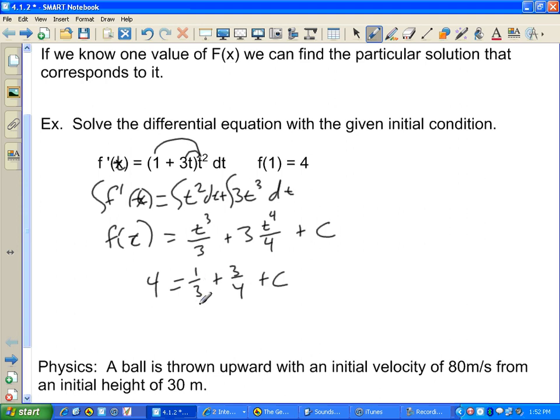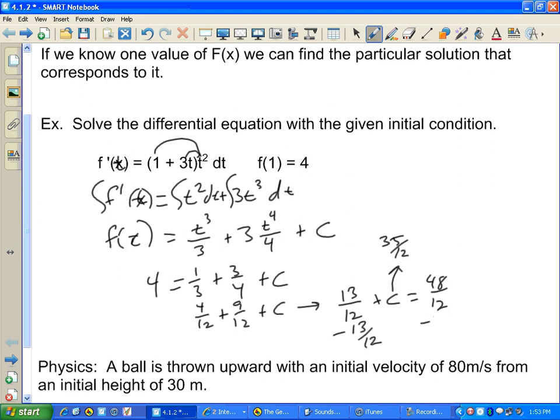So let's get a common denominator here. So this would be 4/12 plus 9/12 plus c. So we've got 13/12 plus c has to equal 4. Well, 4 is really 48/12. If I have 13/12, I need 48/12. That means I'm missing 35/12. That's what c is. Okay, and you can get that just by subtracting also. Whoops, 12ths.